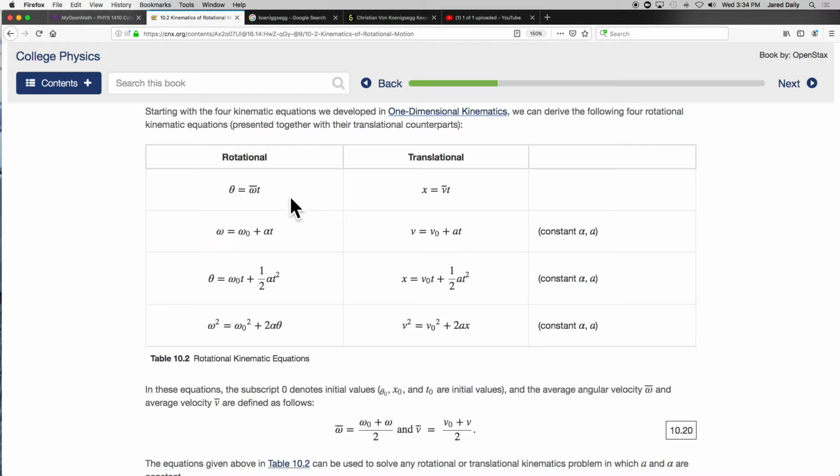But the same thing happens in rotational motion. Instead of x, we have theta. Instead of v, we have omega. And instead of a for acceleration, we have alpha. So theta is the amount of angle that you rotate through. Omega is how much angle you're rotating through per second. And alpha, of course, is the angular acceleration. So if you're accelerating your rotation, you have angular acceleration.